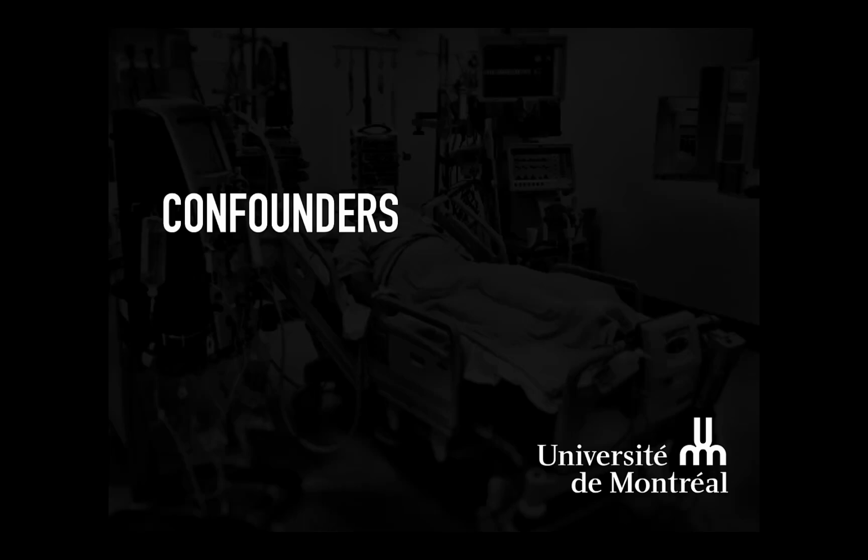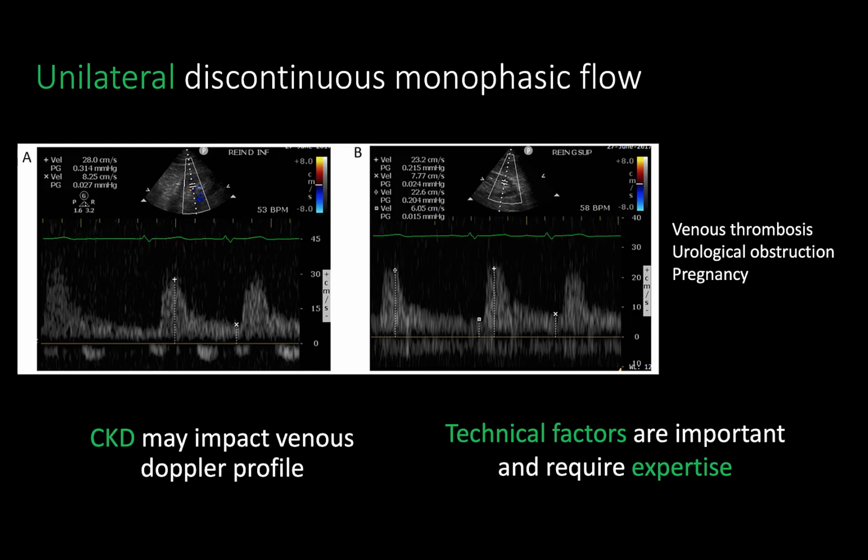Let's now review some potential confounders. Cardiac pathologies should generally affect both kidneys. It is thus important to evaluate both kidneys, as unilateral vascular and structural problems can manifest with similar venous profiles as cardiac venous congestion. This is well seen in these two sets of images that illustrate unilateral findings related to a urological obstruction.